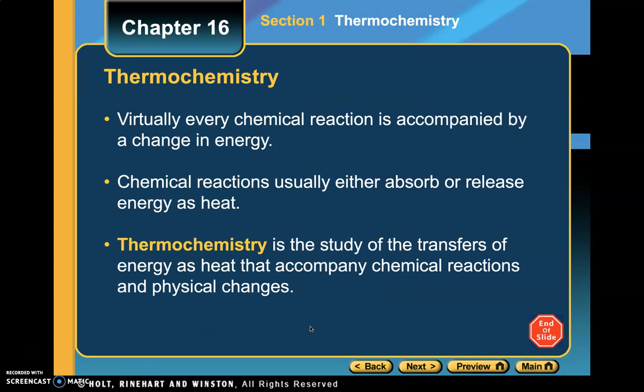So let's start with what is thermochemistry. Well, thermochemistry is the study of the transfers of energy as heat that accompany chemical reactions and physical changes, right? So in thermochemistry, we are concerned with the heat energy that is being transferred as a result of these chemical reactions.